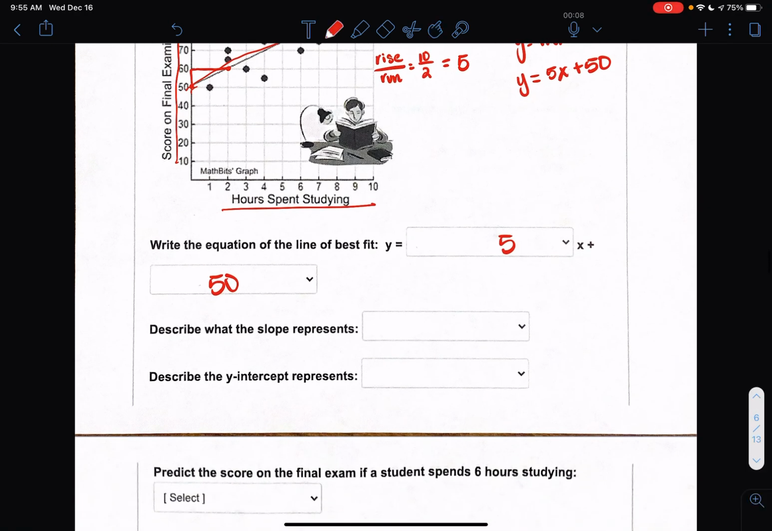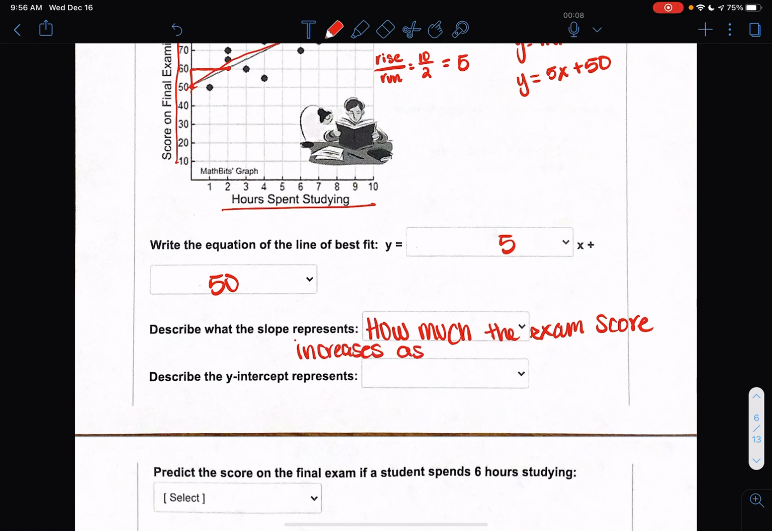So putting that into a sentence to explain it, it's how much the exam score increases as the time of studying increases as well. Okay, this is increase, okay?